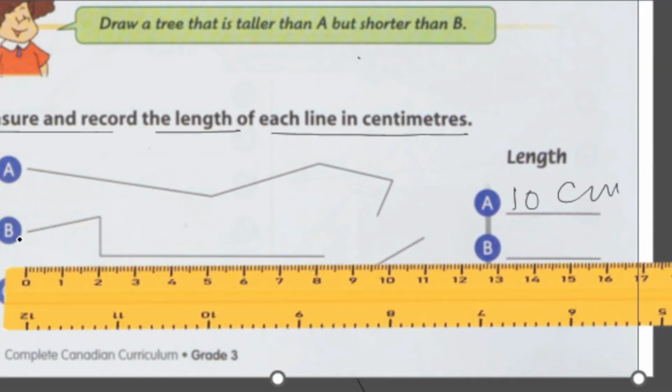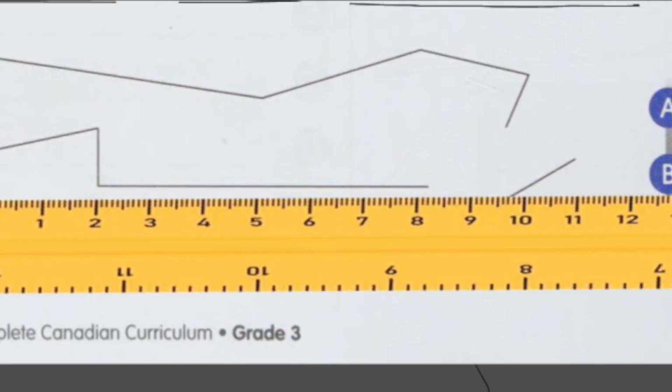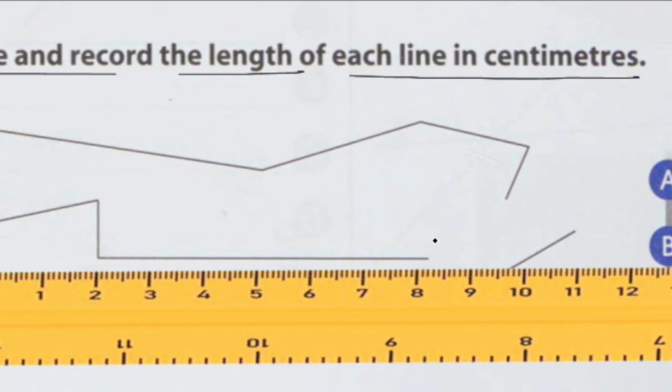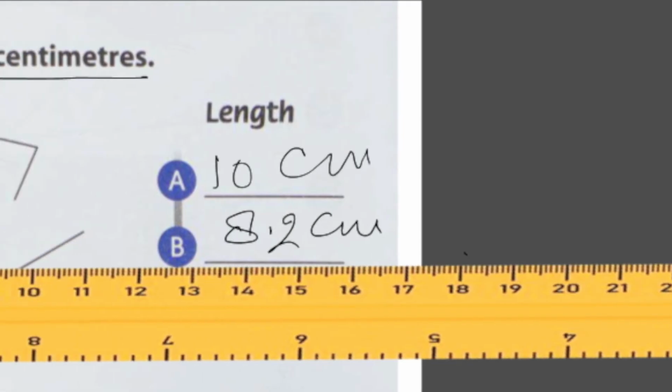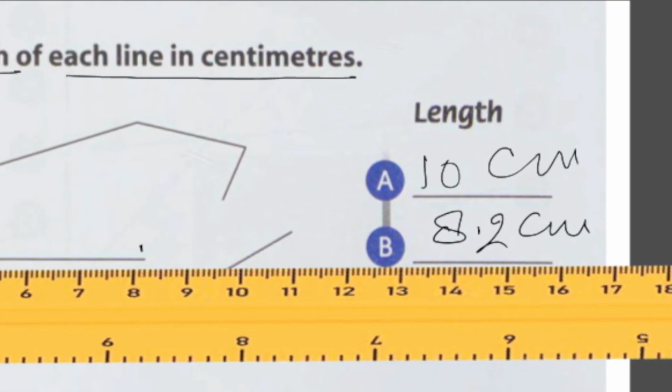So this is line B. So it is starting from here and I will just enlarge. So this is 8, 1, 2. So this is 8.2. 8.2 centimeter, right? This is 8.2.